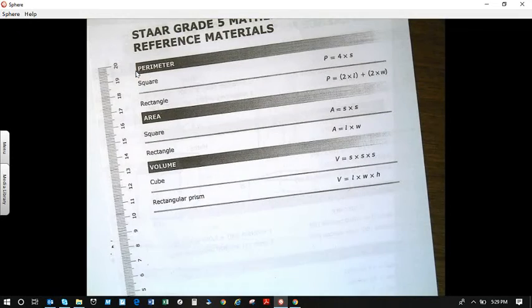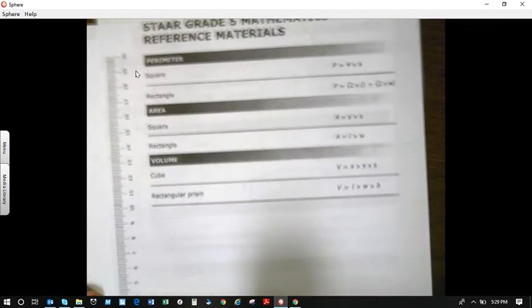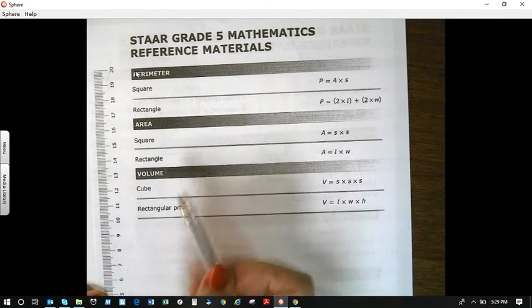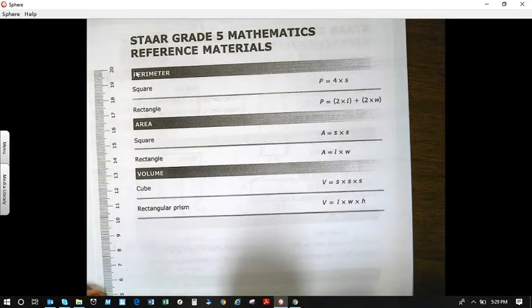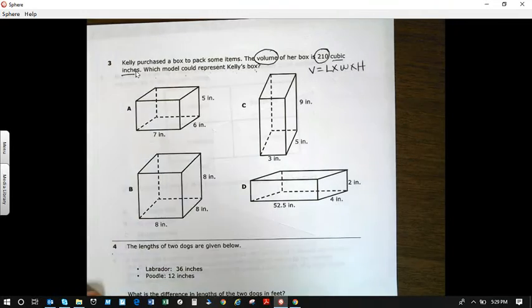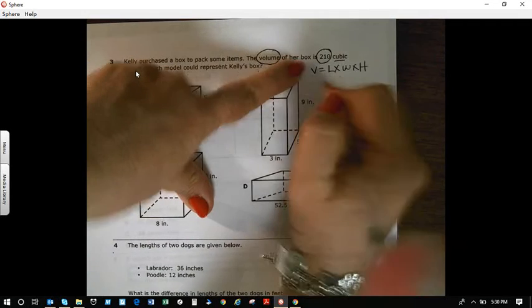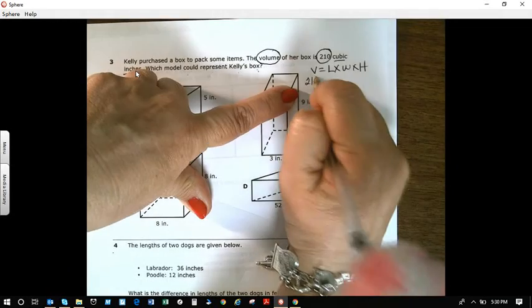All right, so remember, you're going to have this on the STAR test, so don't forget to pick it out or tear it out of your booklet. You can tear that out of your booklet, and it's not going to matter. All right, so I'm going to look for volume, and volume for a rectangular prism is length times width times height. I know the volume already, so it's going to be 210.